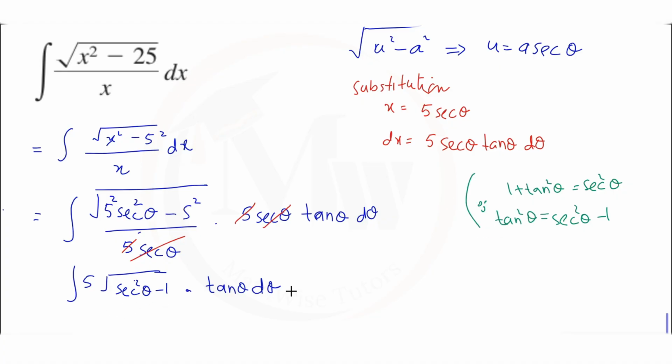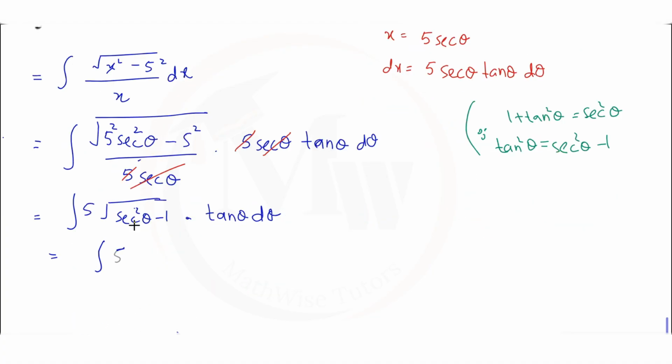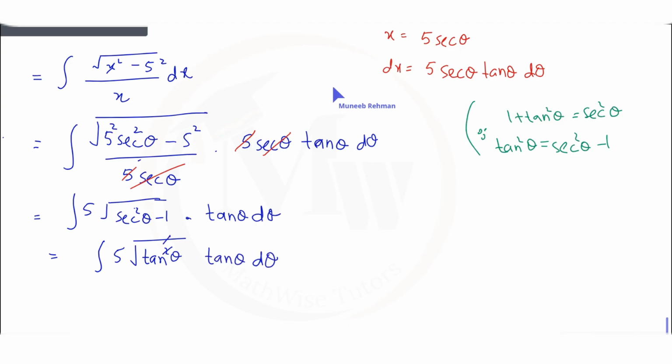So this term would become 5, and secant square theta minus 1 is actually tan square theta under the square root, and here is tan theta d theta. So this tan square and square root cancel out, and the constant 5 we take out from the integral sign, and inside is left only tan theta, and there is one more tan theta, so combined it becomes tan square theta, right?